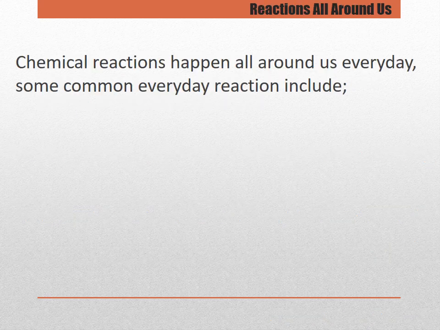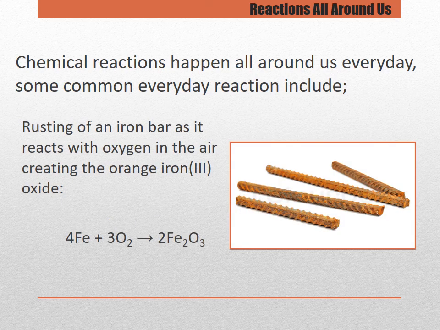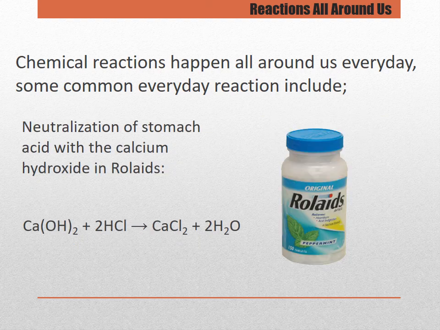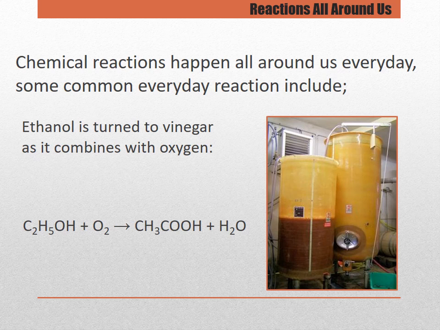Chemical reactions happen all around us every day. Some common everyday reactions include the tarnishing of silver, the rusting of iron, the burning of natural gas, the neutralization of stomach acid, the fermentation of glucose, and the making of ethanol. And then the ethanol turns into vinegar when it combines with oxygen.